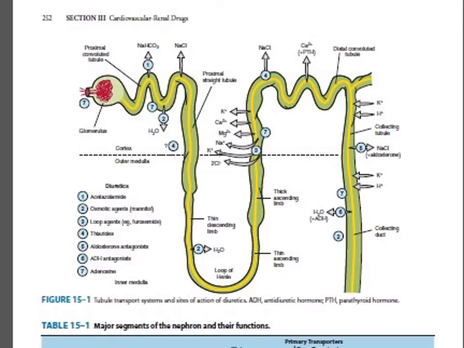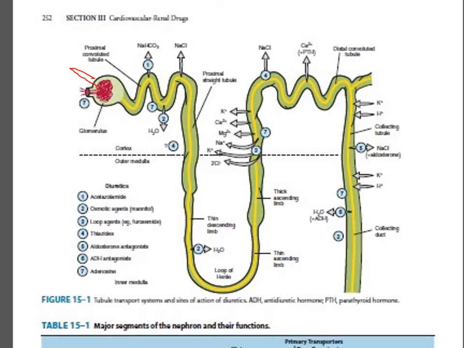Now, this is the basic structure of the nephron. That is the glomerular capillary, the top of the glomerular capillaries. That is the Bowman's capsule. Then there is the proximal convoluted tubule. Then this is the descending thick segment of the loop of Henle, then the thin segment of the loop of Henle, then this is the ascending. Now you have the distal convoluted tubule.